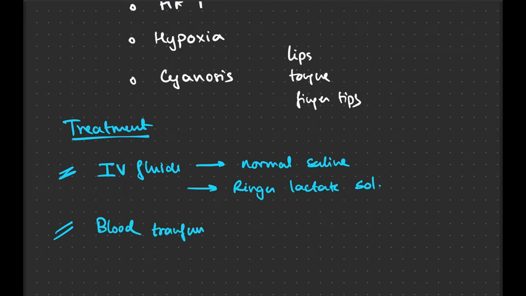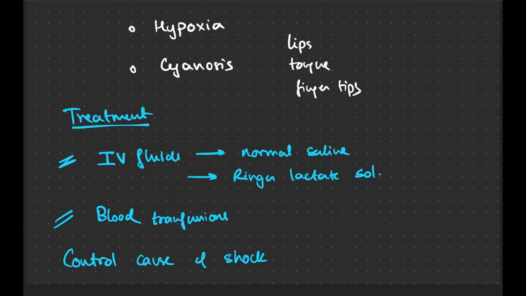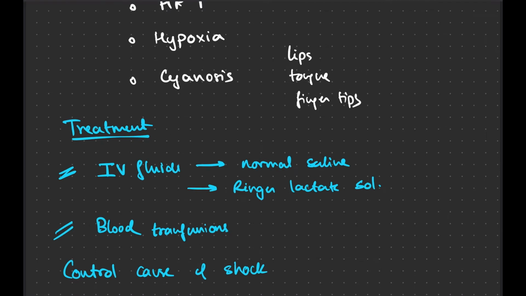And in the meanwhile, what else could we do? We could control the cause of shock. So suppose there's an accident, the cause of shock is hemorrhage, we'll try to stop the bleeding. If there is postpartum hemorrhage, we'll try to stop the bleeding. Like, we'll control the etiology of the shock. So we are done with hypovolemic shock.